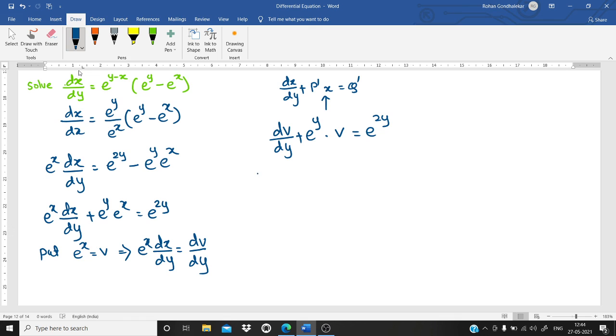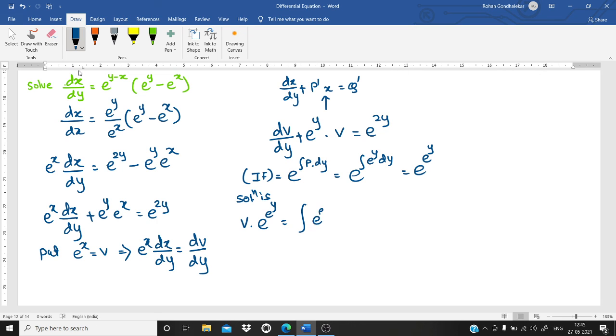Okay, fine. I'll finish this problem and I'll give another problem as a homework. So what is the integrating factor? e raised to integration p dy. Why dy? Because y is an independent variable. So e raised to integration of p. What is p? p is nothing but the multiple of v. It is e raised to y dy. So this is e raised to y. And the solution is v into integrating factor is equal to integration of integrating factor into e raised to 2y dy plus c.